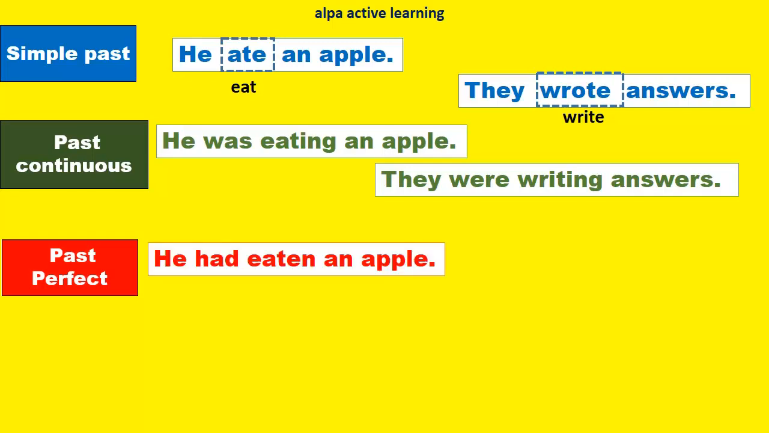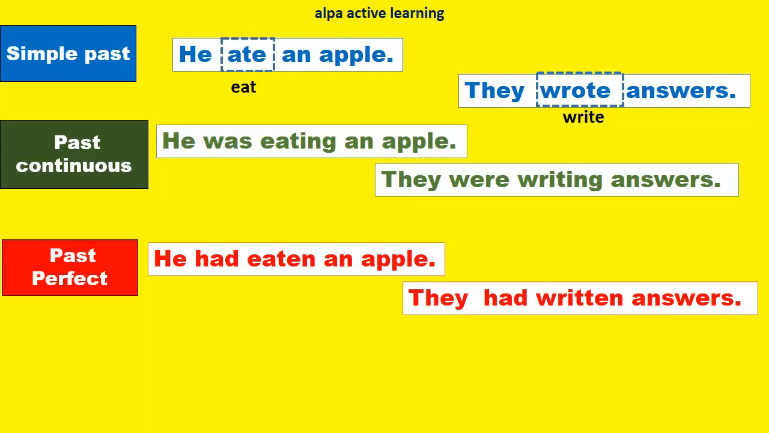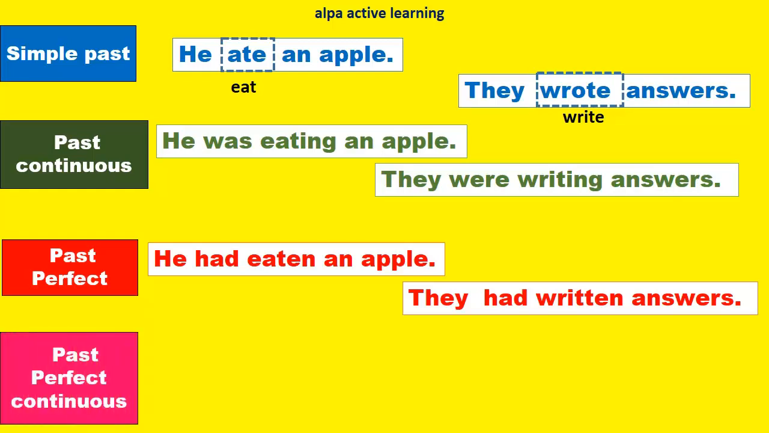So the sentence will be they had written answers. Clear? Okay, so now let's convert this to past perfect continuous tense. So what are the keys? Recollect? Yes, had, been and ing to the base form. So again, he had been eating an apple.